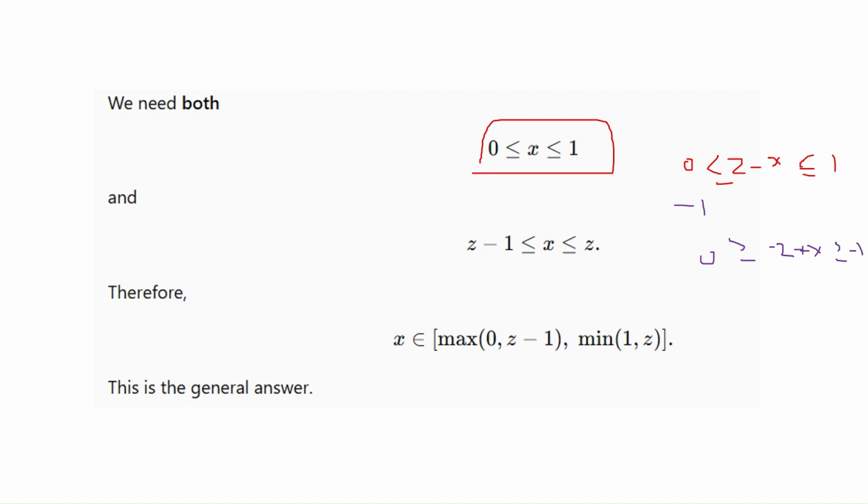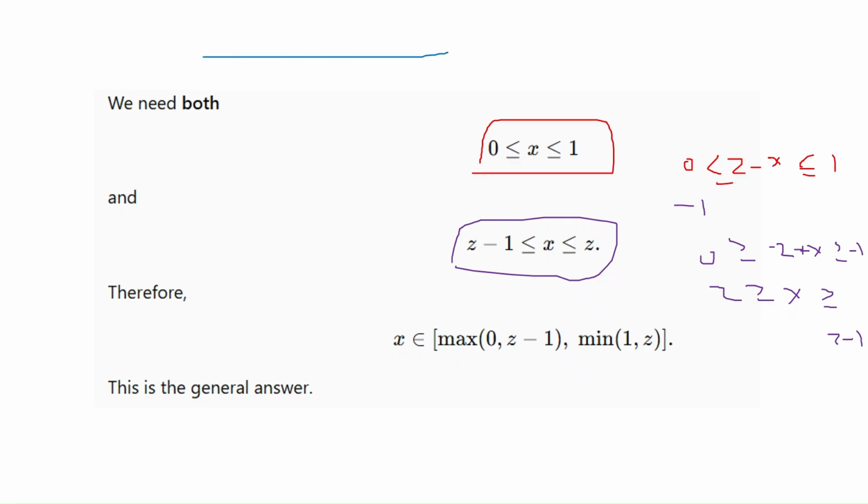So this would give us z, z minus 1. So x is between z minus 1 to z. Now, we have two inequations for x. We have to combine both of these. So how do we combine it?